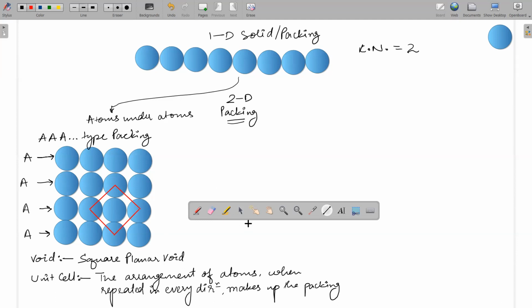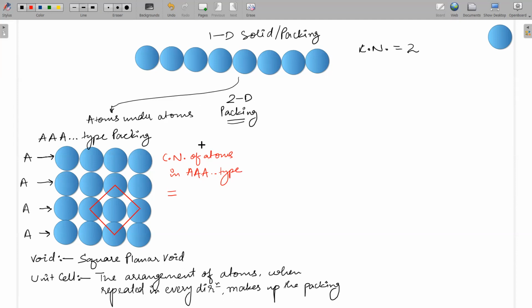So you will ask, sir, what is so interesting about this particular arrangement of atoms or unit cell? Why have you taken this as a unit cell? So I say that this is the unit cell because we can easily see the coordination number here. Okay, the coordination number of atoms in AAA type. What is the coordination number of atoms? Tell me. Can somebody say the coordination number of atoms?